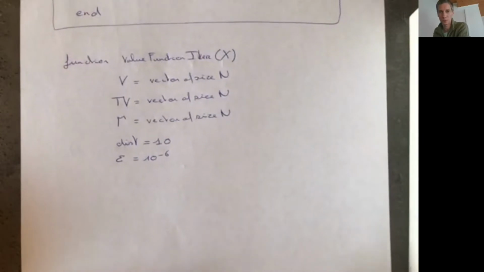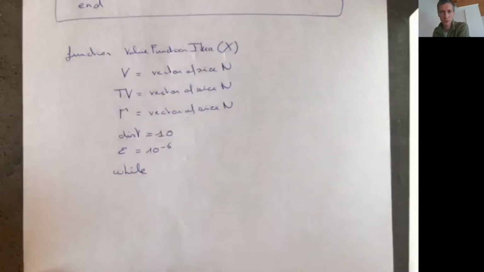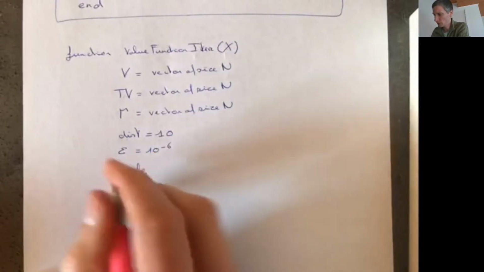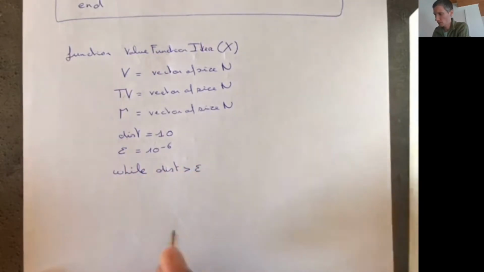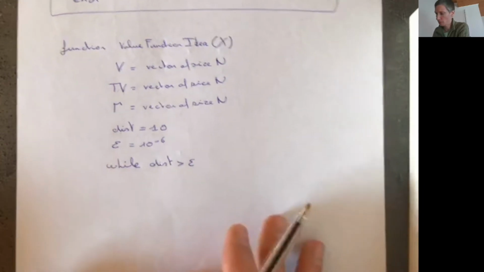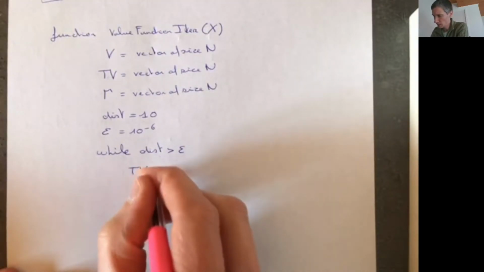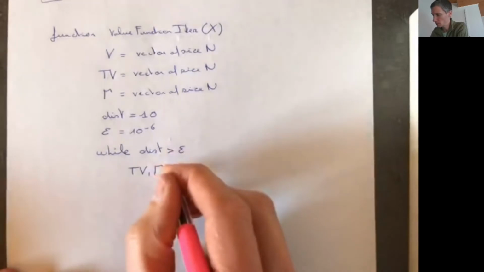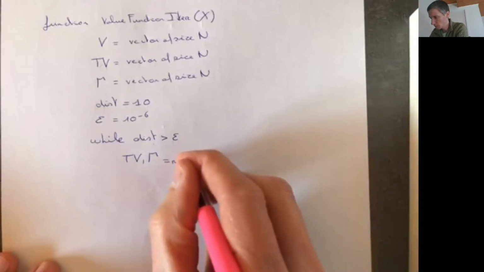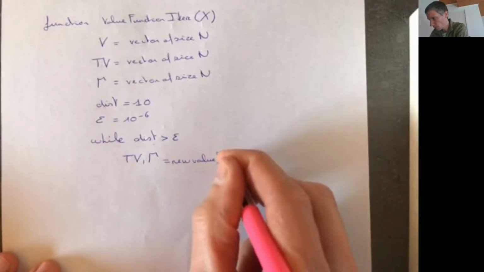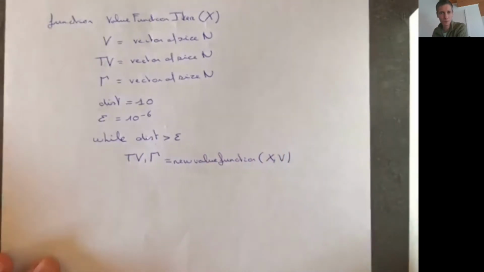the solution here. Okay, so this is going to be a while loop. I'm going to iterate until some condition is satisfied, as soon as the distance is below epsilon, I'm going to stop. So while the distance is still bigger than epsilon, I'm going to set TV and gamma to be equal to what? Well, here, the new value function of x and v.